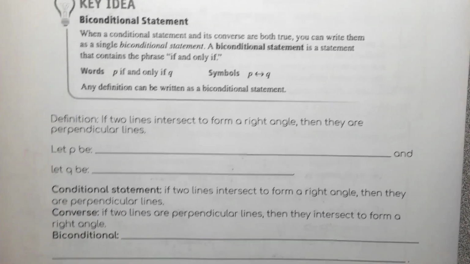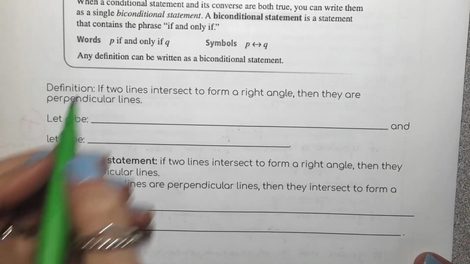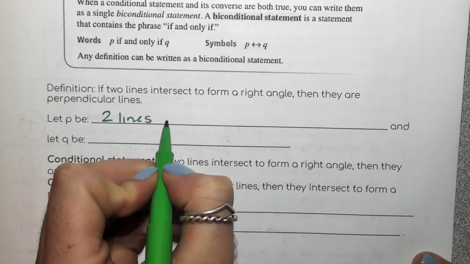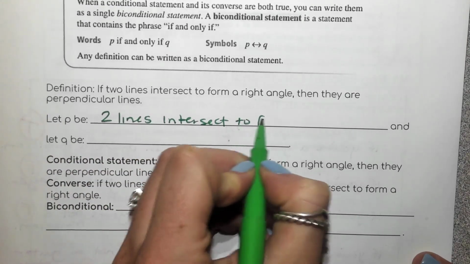All right, so we're using that same definition from above. It says if two lines intersect to form a right angle, then they are perpendicular lines. So what is P? Two lines intersect to form a right angle.